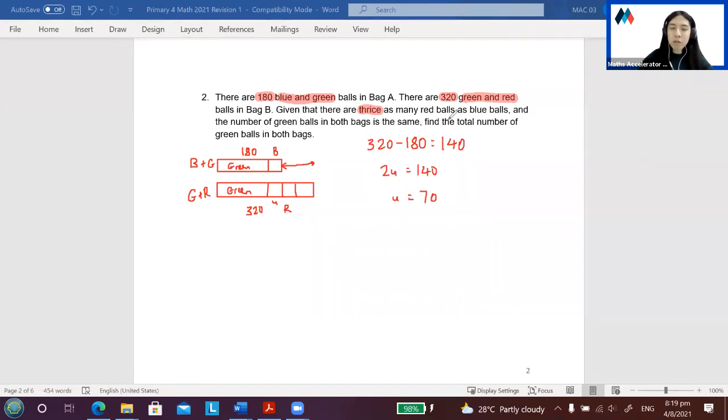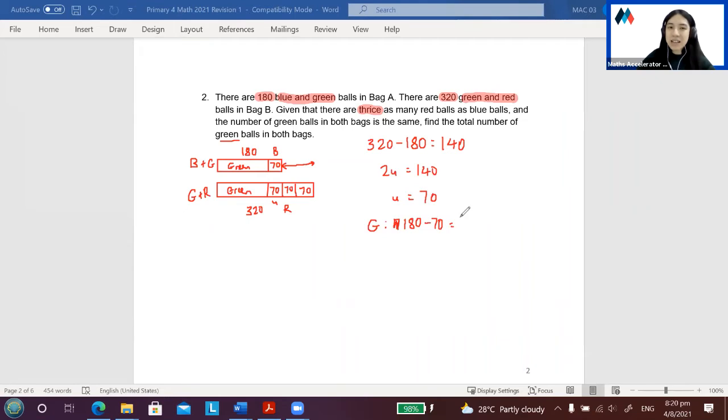So here we want to find the total number of green balls. So we know 1 unit is 70. That means this box is 70. If this is 70 and this whole thing is 180, if we want to find green balls, we just do 180 minus 70, right? Mabel, yes, you can do it that way as well. But basically, you can either do 180 minus 70, or you can do 320 minus 3 times 70, because there are 3 units here, right? But this is the faster way, so you don't have to multiply 70 by 3.